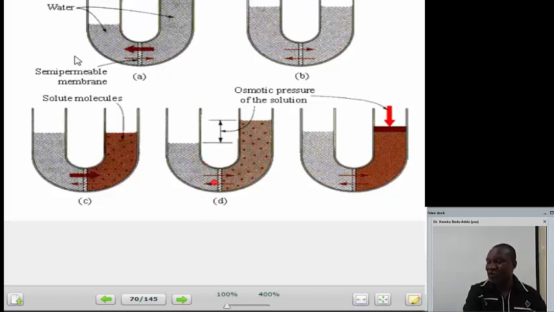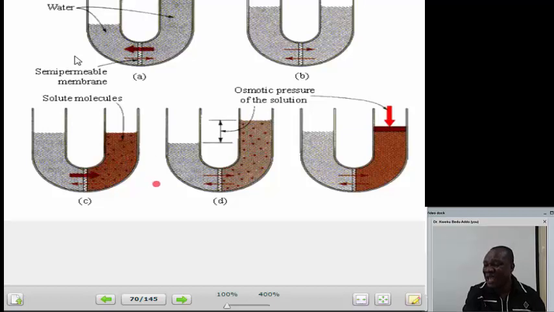Now, if we have two solutions, A and B, and they have the same osmotic pressure, the solutions are said to be isotonic to each other. Now, if the concentration of solute in A is greater than that of B, A is said to be hypertonic to B.